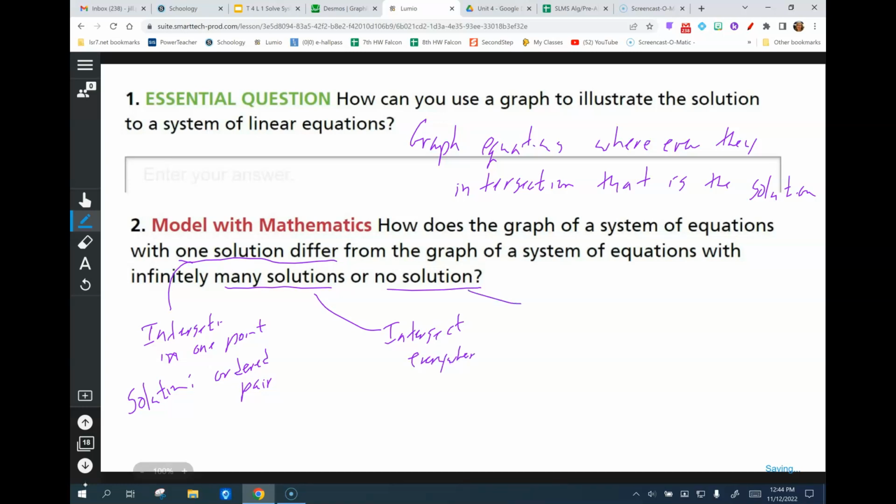And no solutions don't intersect at all because they're parallel lines. And we just kind of went over that with that last chart.